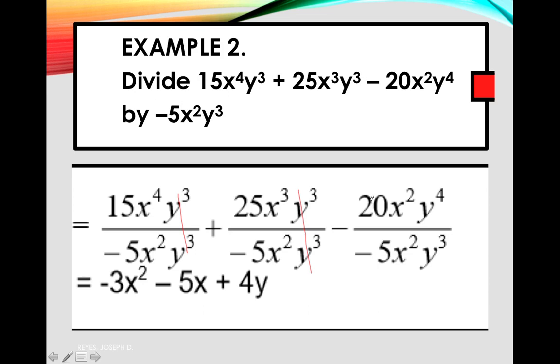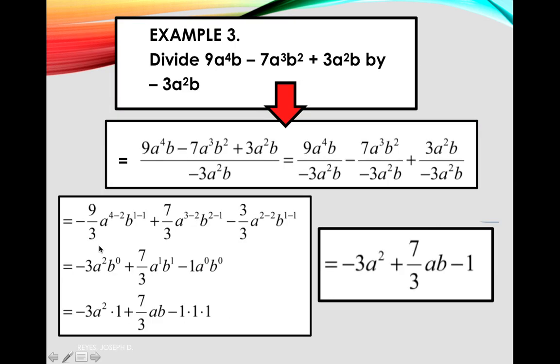Finally, negative 20, divide mo siya ng negative 5. So that's positive, diba? Because they have the same sign. So 20 divided by 5 is 4. Positive 4. So ika-cancel natin yung parehong exponent. Then y raised to 4, minus mo siya dun sa 3. So that's 1. Okay? So finally, this is our answer for this particular example. Okay? Clear? Then, another example.